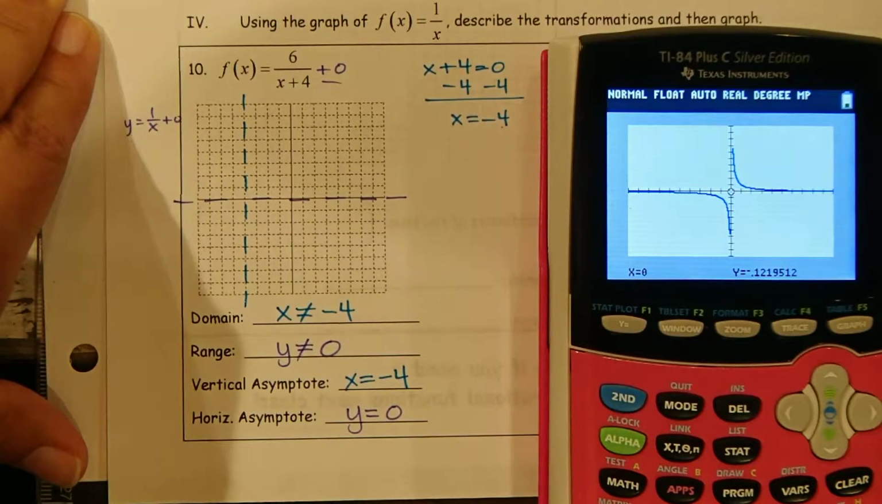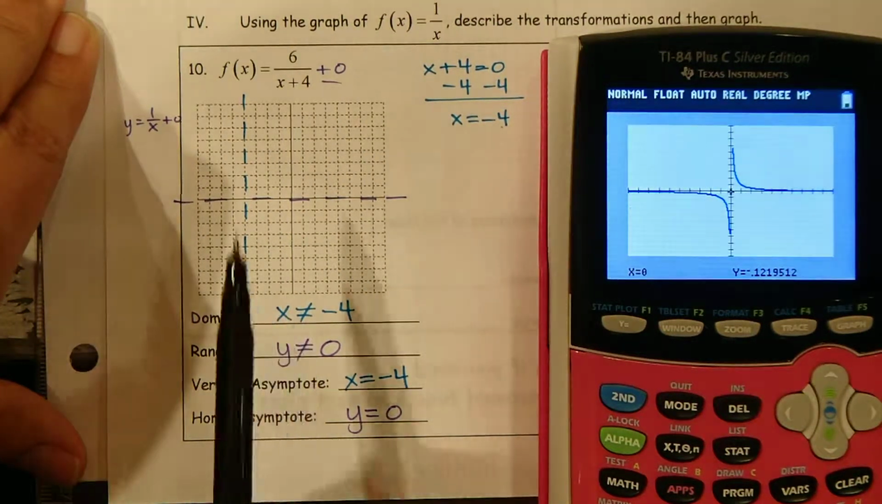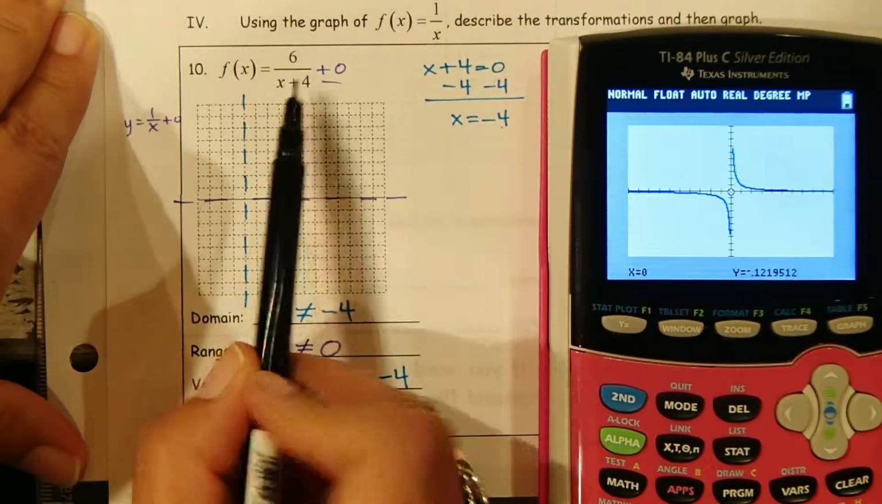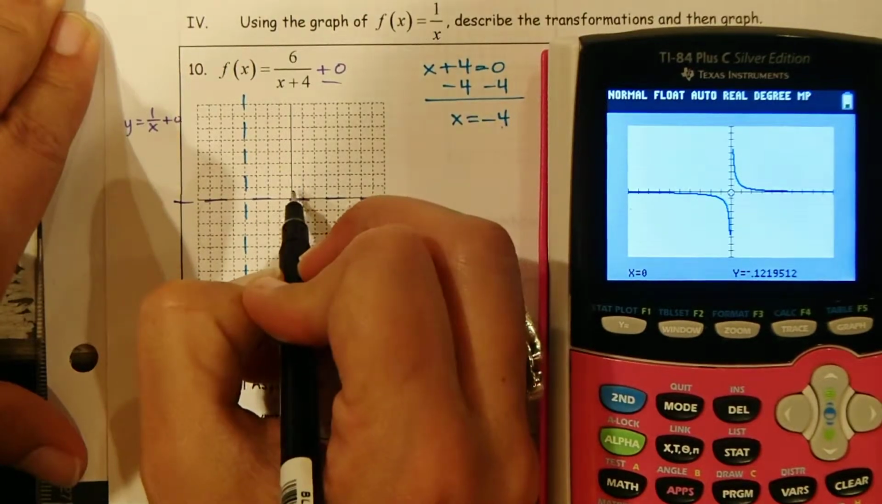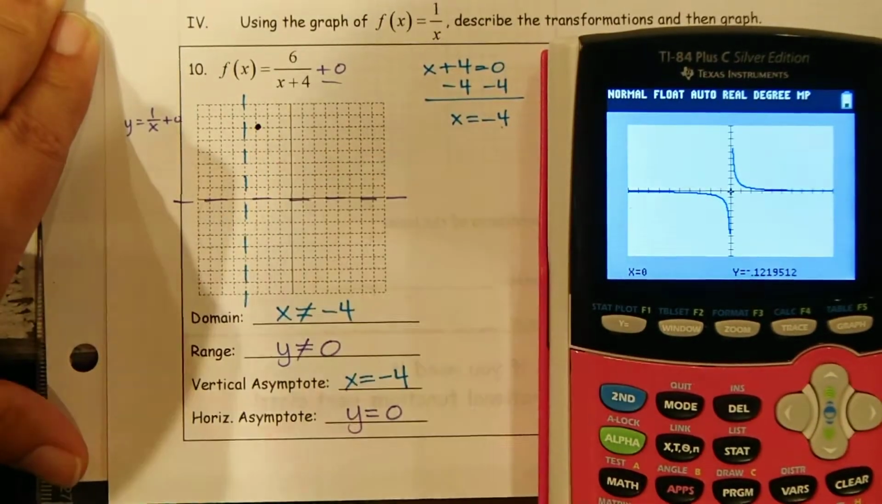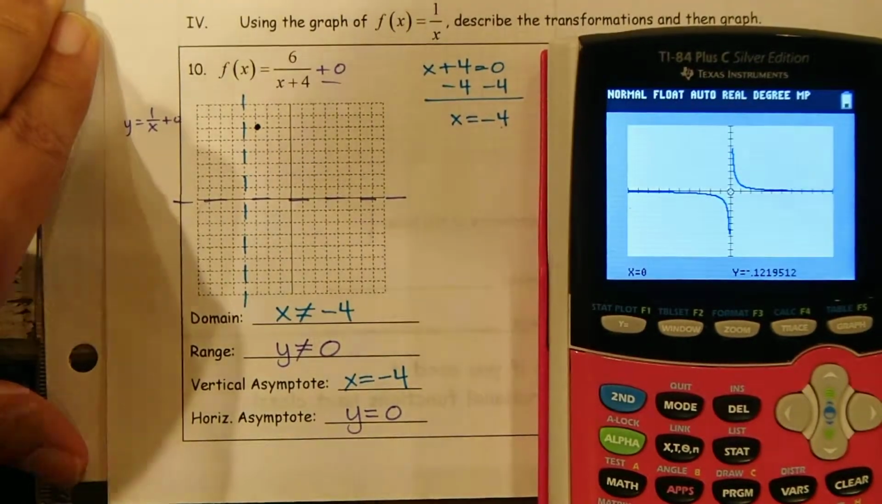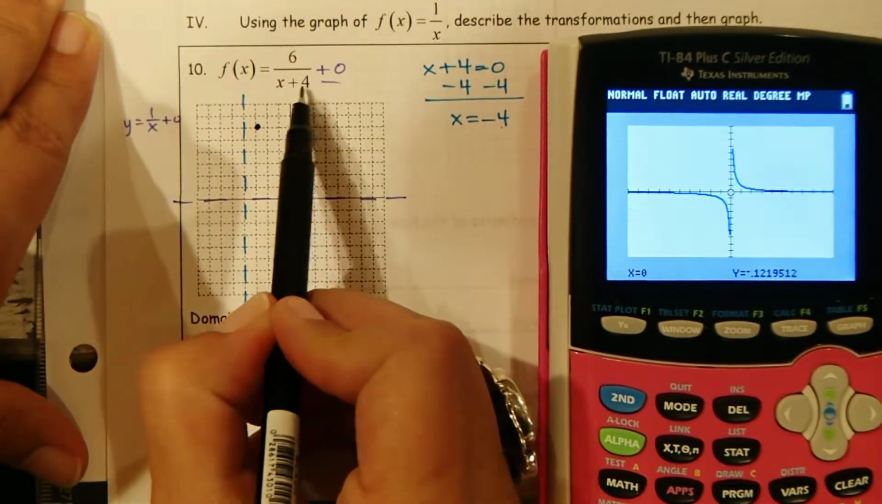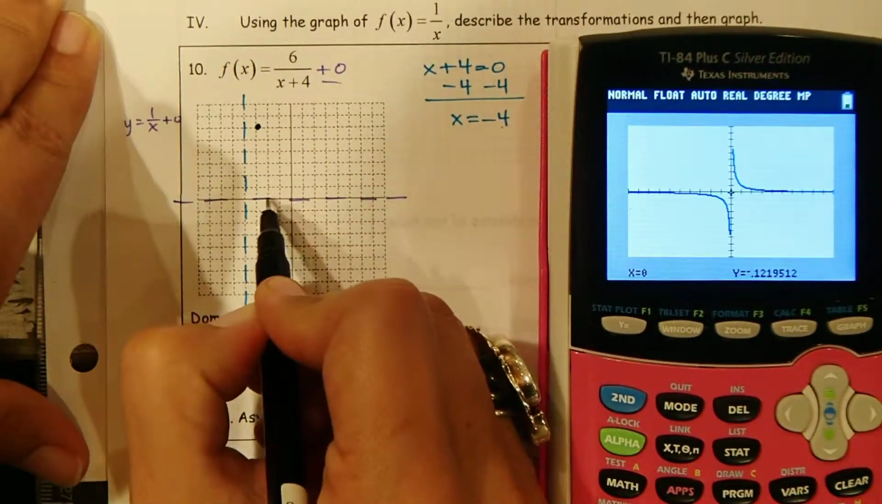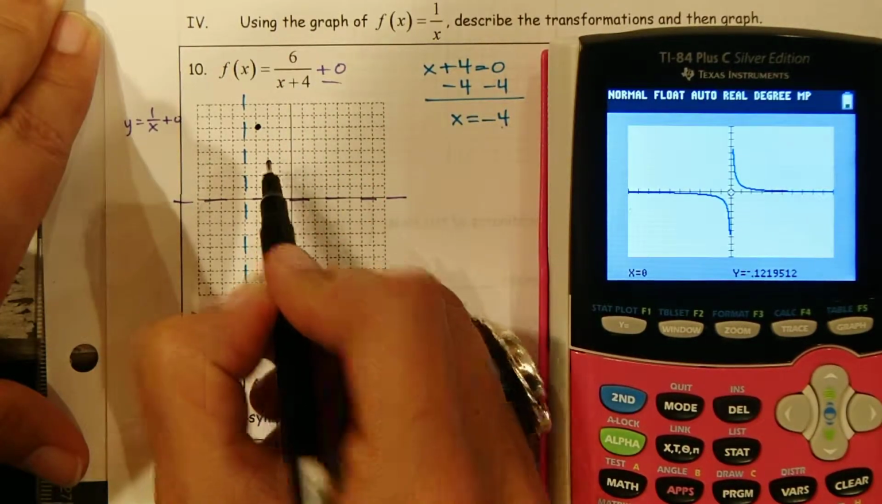So when x is, let's choose negative 3. So when x is negative 3, that's going to be 1, 6 over 1. So at negative 3, positive 6. 1, 2, 3, 4, 5, 6. So there's a point there. If I put in a negative 2 for x, that's going to leave a 2 here. 6 over 2 is 3. So negative 2, 1, 2, 3.